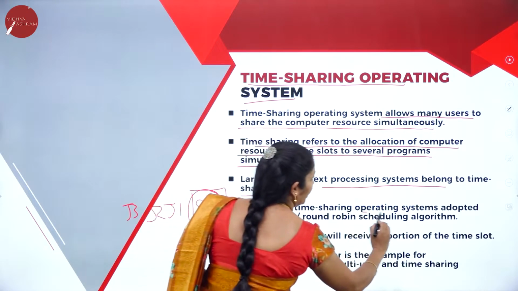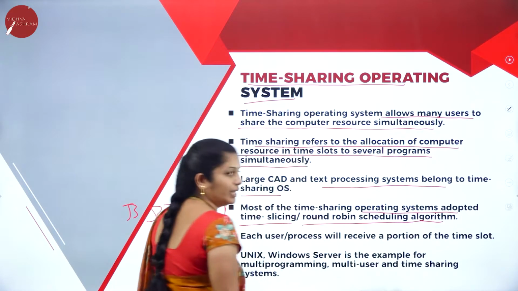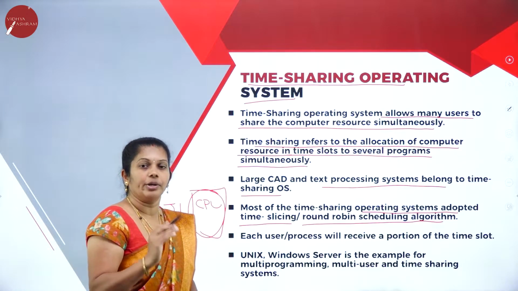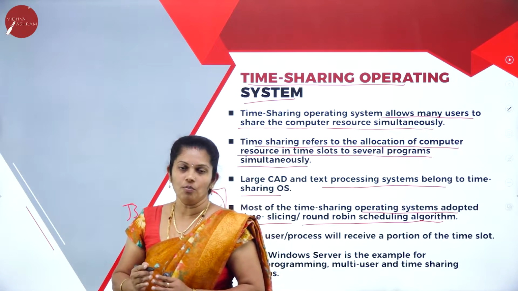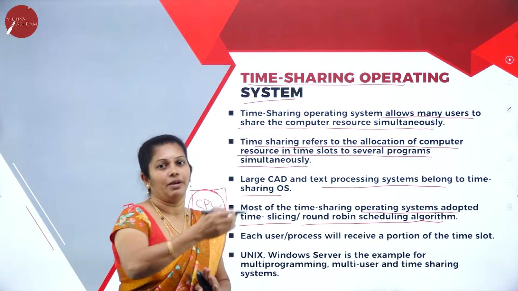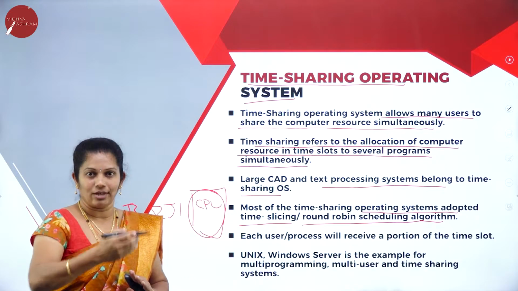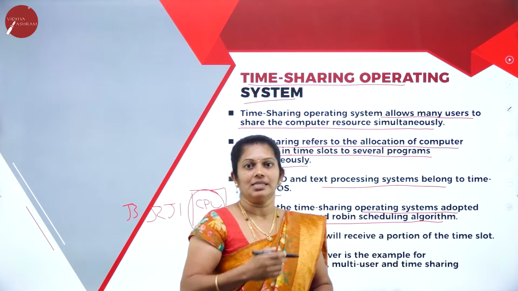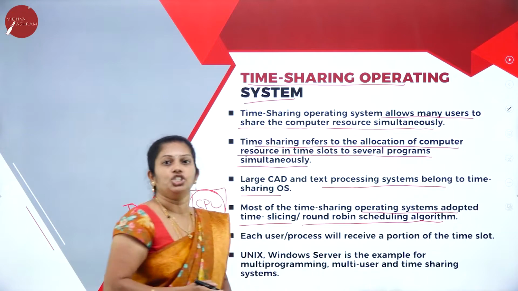Most time sharing operating systems adopted time slicing and round robin scheduling algorithms. What do you mean by round robin algorithm? Consider one example. Consider your friend has one laptop. On that laptop, you have a particular game. Consider all 5 of the friends want to play on that particular system. Then what will they do? First 5 minutes, the first one will play. Then the second one, another 5 minutes. Third one, another 5 minutes. If the first one wants to play another 10 minutes, then he has to wait until the completion of the first round. That is the round robin scheduling algorithm.